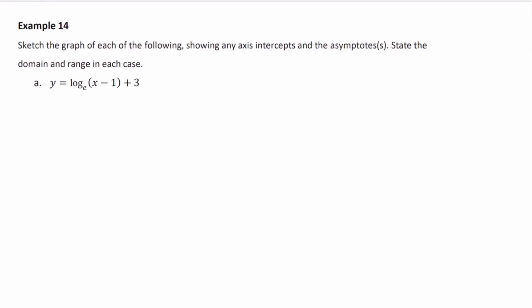So example 14, sketch the graph of each of the following, showing any axis intercepts and the asymptotes, and then we need to make sure we state the domain and the range in each case. So I'm just going to label these: 1, sketch, and 2, state, just so that I can remember to do that.